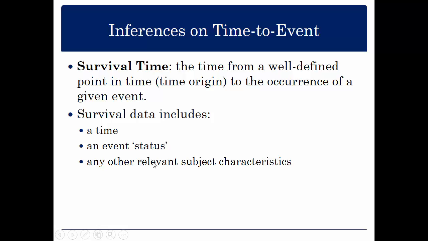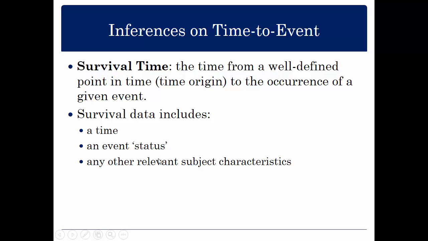Survival time, we often see it represented using what are called Kaplan-Meier curves, but by definition it's again just the time from some well-defined point in time to the occurrence of the event. When we get data that's survival data, we have more than just whether or not the event occurred, which is the event status, but also a time of occurrence and then any other relevant subject characteristics.